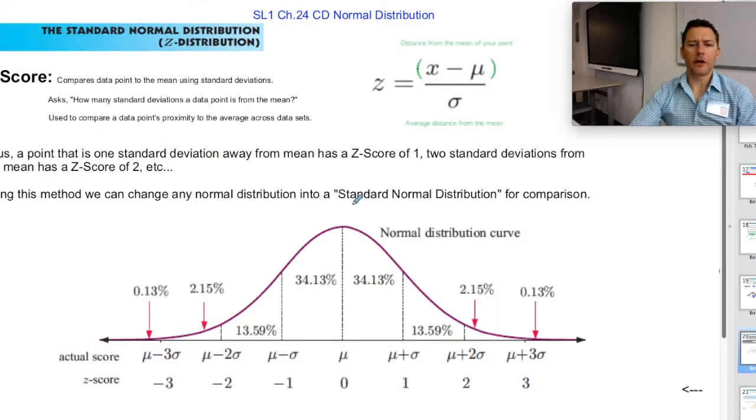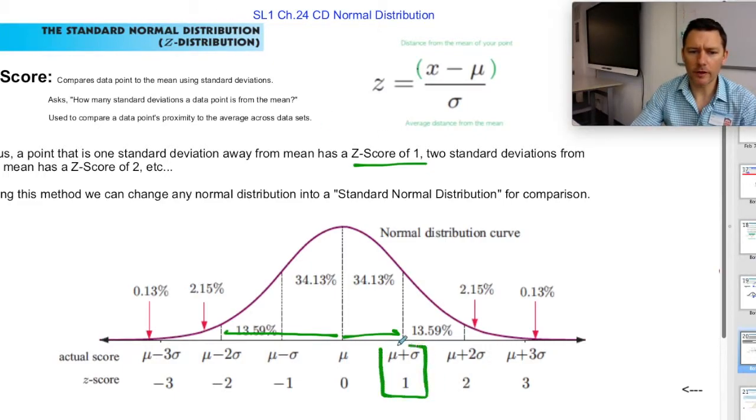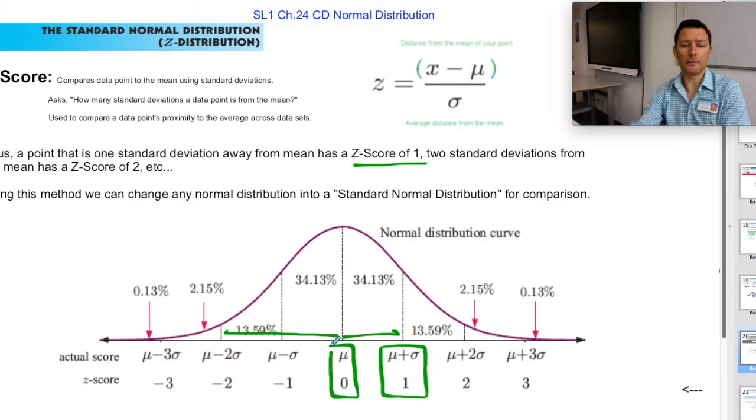Z-scores fundamentally are how many standard deviations away from the mean. So if you have a z-score of 1, you're 1 standard deviation away from the mean. If you have a z-score of -2, you're 2 standard deviations below the mean, although none of you should be. And so you can convert a z-score. A z-score of 1 is really just mu plus 1 standard deviation. A z-score of 2 is mu plus 2 standard deviations, right? A z-score of 0 means you're at the mean.